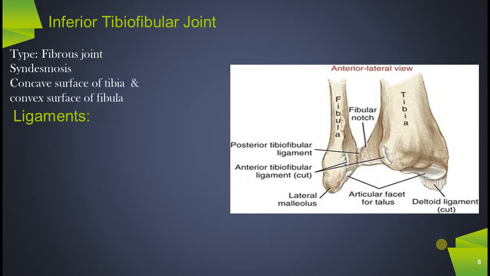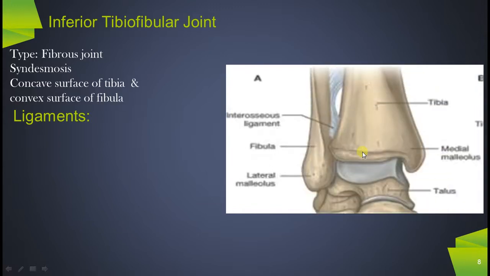The ligaments are mainly, before that, the articulating surface: the concave surface of the tibia, lower end lateral surface concave, and the convex surface of the fibula, convex above the malleolar fossa. Okay, so above the malleolar fossa you see the convex surface for the inferior tibiofibular joint. This surface is also called the fibular notch, the articulating surface on the tibia for the fibula, in the inferior tibiofibular joint.